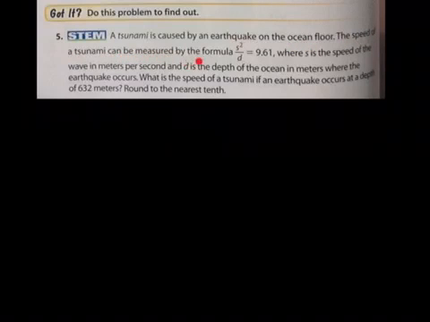Okay, let's read it. A tsunami is caused by an earthquake on the ocean floor. The speed of a tsunami can be measured by the formula s squared over d equals 9.61, where s is the speed of the wave in meters per second and d is the depth of the ocean in meters where the earthquake occurs. What is the speed of the tsunami if the earthquake occurs at a depth of 632 meters, so that's d, and then round to the nearest tenth?